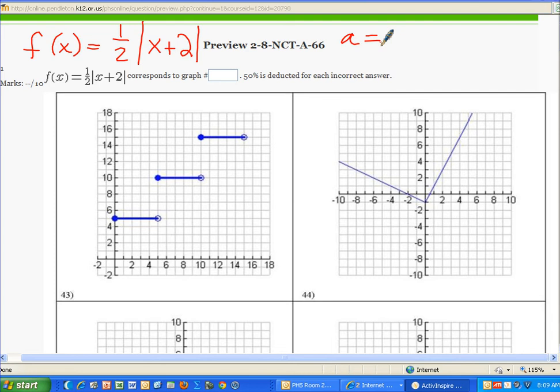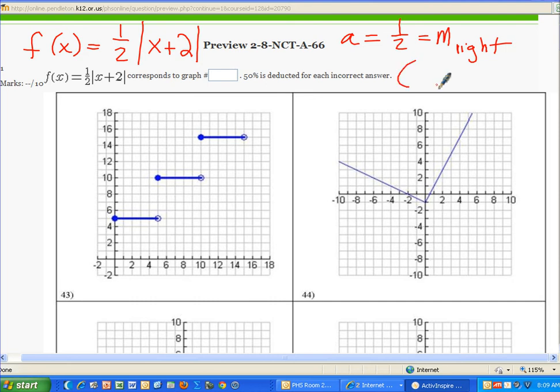Now, if it's an absolute value function, what's the graph always going to look like? A V. Good. It's always going to look like a V if it's an absolute value function, right? This is the slope of the right-hand leg or side of the V, right? So A is 1/2, which is the slope of the right side. Now, what are the coordinates of the vertex?